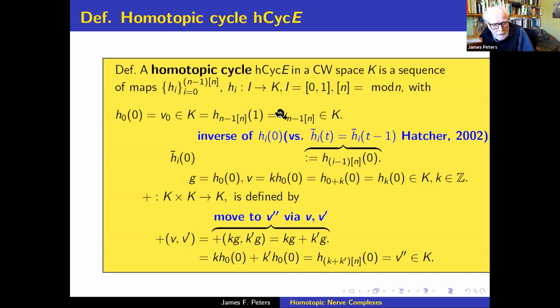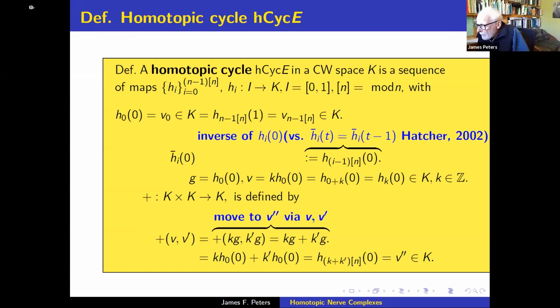The inverse, this is the interesting part, is gotten by working with the indices rather than the way Hatcher does. Hatcher works with the argument of a homotopic map. This is Hatcher's way of viewing inverse homotopic maps. I view them in terms of the indices.